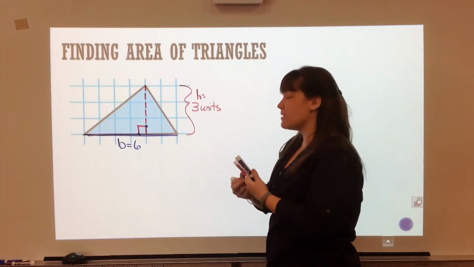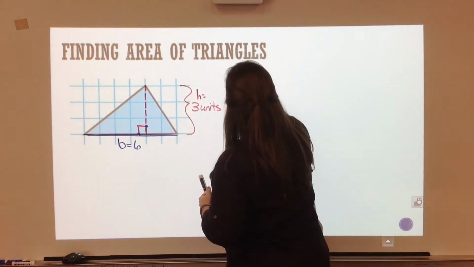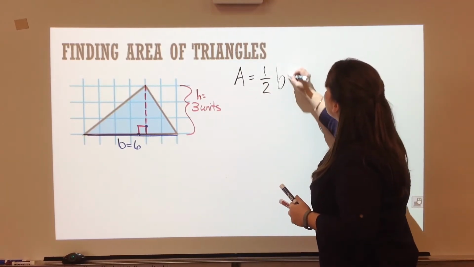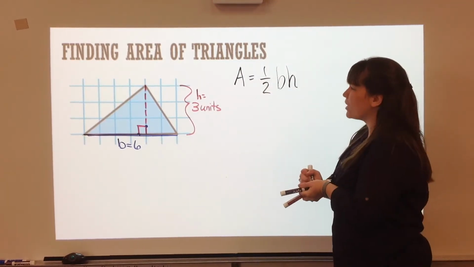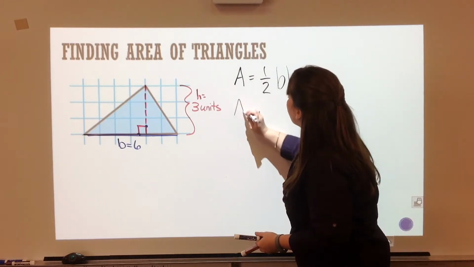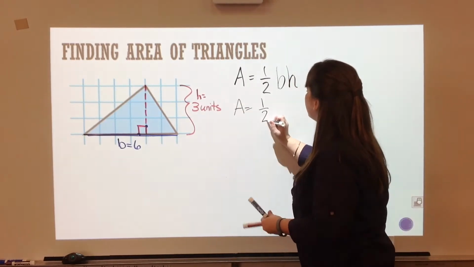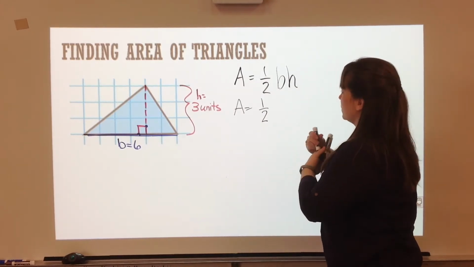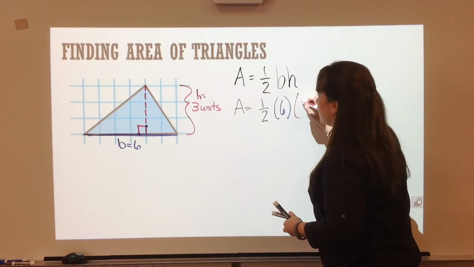I'm going to alternate between the forms, and I'm going to start off with my area is the fraction half times the base times the height. Use colors to start off. So the area is what we're finding. Area equals 1/2. That's part of the formula. Now we pluck and plop. The base is 6. Our height is 3.